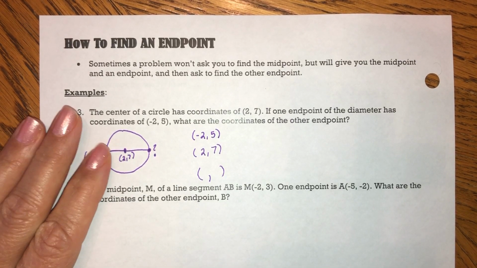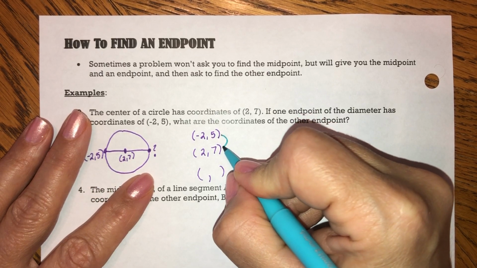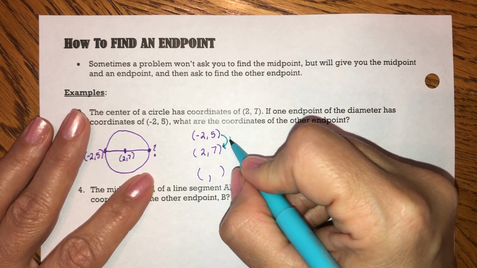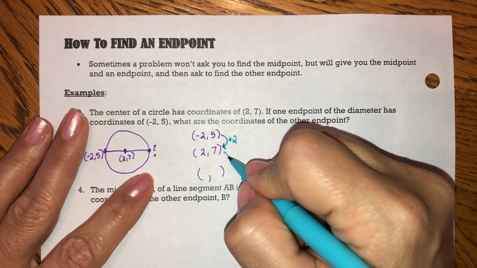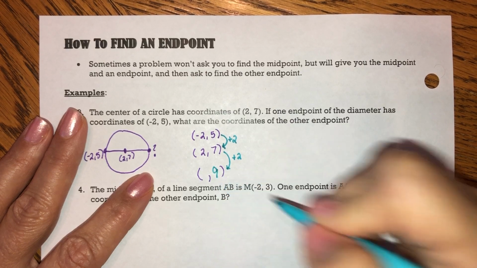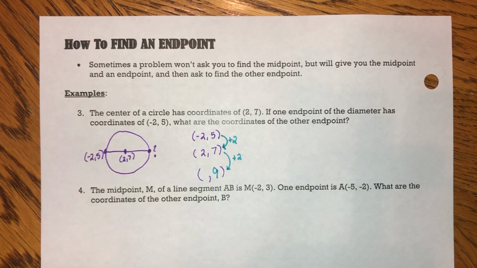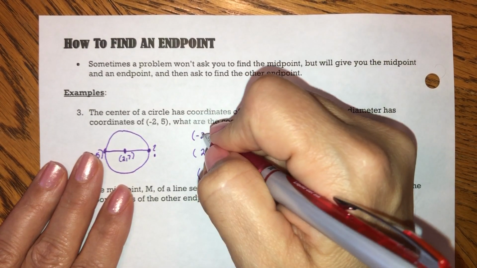Look for a pattern. When you look at the y values here, 5 became a 7. How would that happen? Well, that would happen if you had added 2. So now add 2 again on the other side. 7 plus 2 would get you to 9. And then we can do the same thing with the x values. A little harder because there's a negative in there, so that's going to bug some of you a little bit.